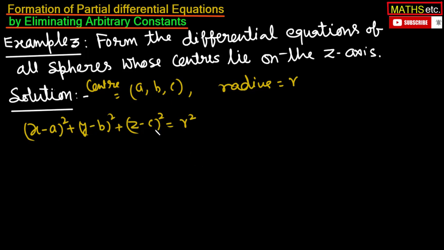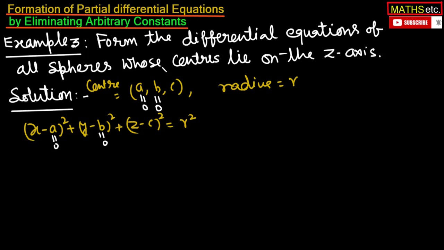All these a, b, c and r are arbitrary constants, right? But we are looking for the differential equation of those spheres whose center lies on the z-axis. If the center is lying on the z-axis, then the x coordinate of the center will be 0 and the y coordinate of the center will be 0, right? So in this relation, a will be 0, b will be 0.